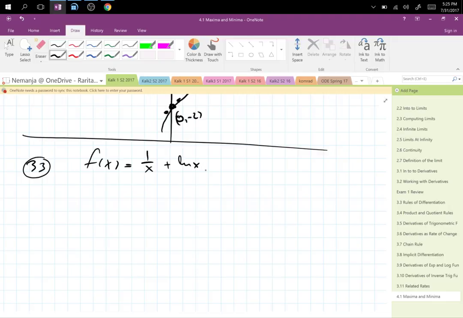Did you cancel the ln? Like when I put e to ln on both sides or whatever to cancel it? That's working pretty well. What's up? The derivative of ln x is just 1 over x. Yeah. So it'll be 1 over x. I got negative 1 divided by x squared plus 1 over x. Okay. I get it.